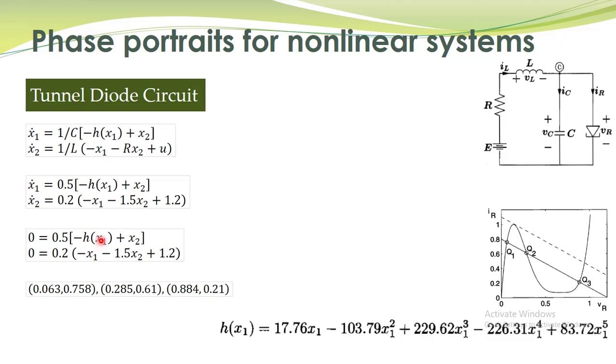Fifth order equation ke kitne roots hote hain? There will be five roots for that fifth order equation. That is, if you substitute x2 here from this expression, you will have a fifth order equation in terms of x1, and there will be five roots. Corresponding to those five roots, you will find x2. So you will observe that some of these roots are not real roots. If the roots are not real roots, that means those are not the equilibrium points. So only three roots are real roots. The other two roots are not real roots. So that is why those are not the equilibrium points.